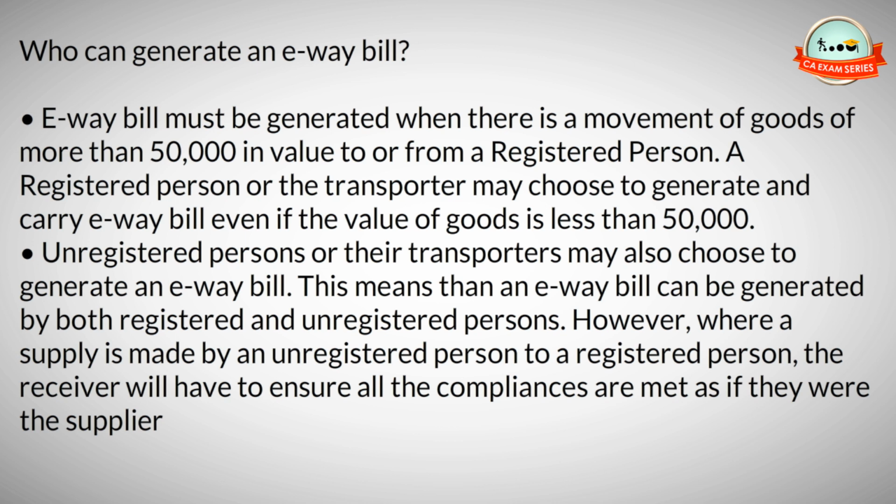Who can generate an e-way bill? An e-way bill must be generated when there is a movement of goods of more than 50,000 in value to or from a registered person. A registered person or the transporter may choose to generate and carry an e-way bill even if the value of goods is less than 50,000. Unregistered persons or their transporters may also choose to generate an e-way bill. This means that an e-way bill can be generated by both registered and unregistered persons.